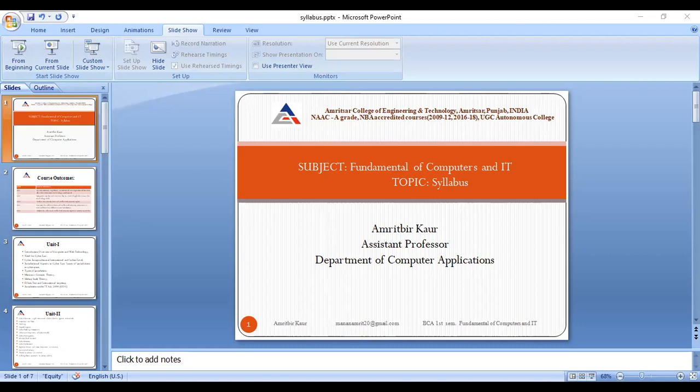Then course outcome number 5. Analyze the effect of intellectual property rights on society as a whole. So at last you are able to find what will be the effect of these rights on our society.